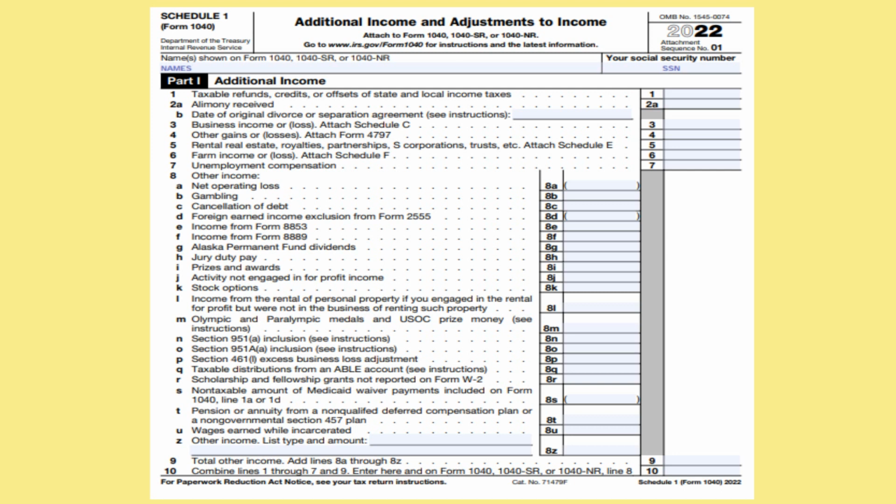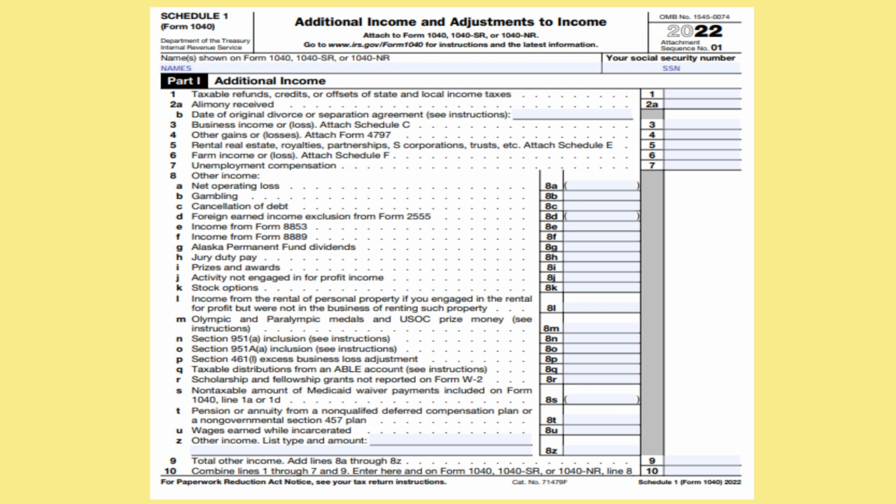Note that line 1 is taxable refunds from state and local income taxes, and you may have received a Form 1099-G from your local or state government. You would only report the income if you itemized in the year that you actually paid the tax. So for example, if you itemized in 2021, you may have to report the refund here, but if you did not, you don't have to report it.